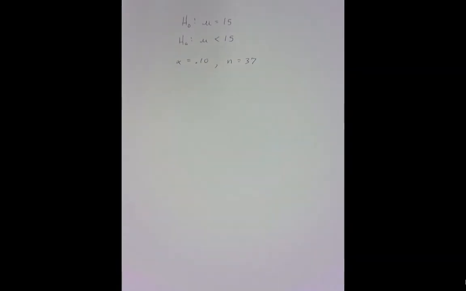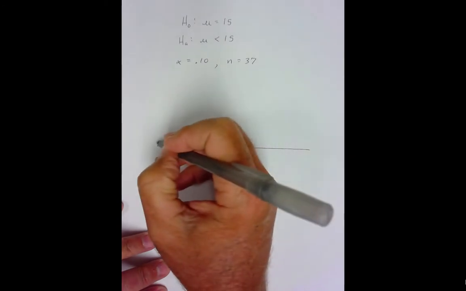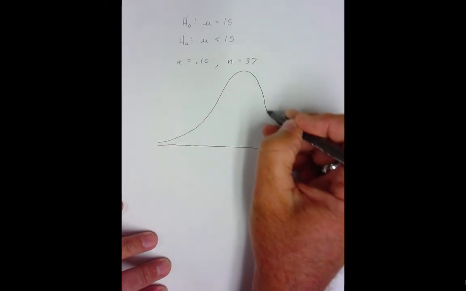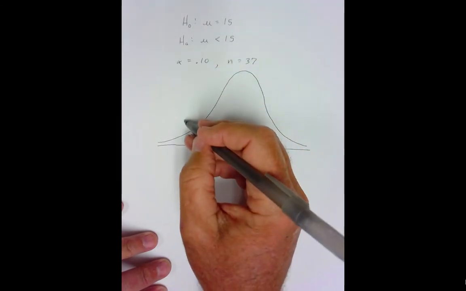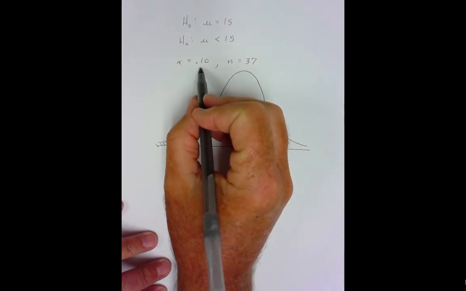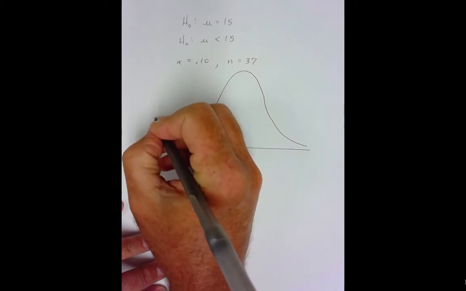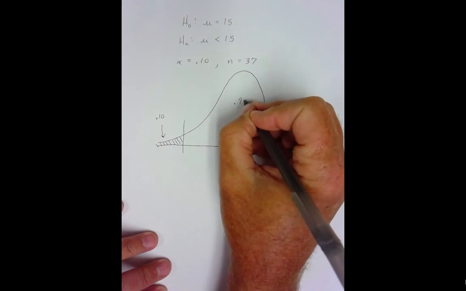All right, so we have H sub 0: mu equals 15. We're testing versus mu less than 15. Alpha value is 0.10. Sample size is 37. What's the distribution going to look like? Central limit theorem says the distribution of sample means will be normally distributed. This is testing less than, so in the left tail we're going to set our rejection region. This part tells me that the total rejection region has to be 0.10. Therefore, this part over here is 0.90.